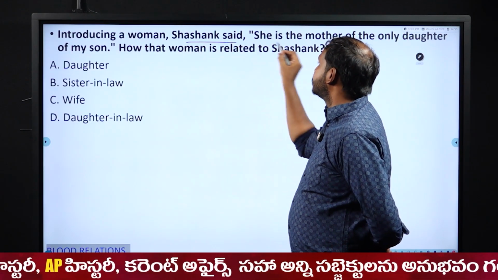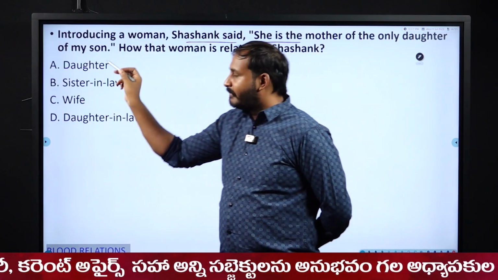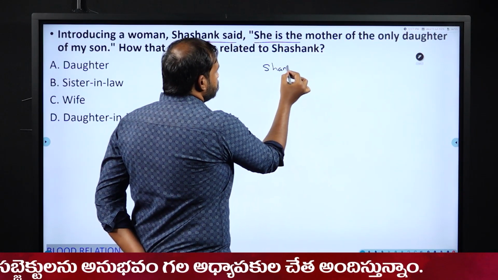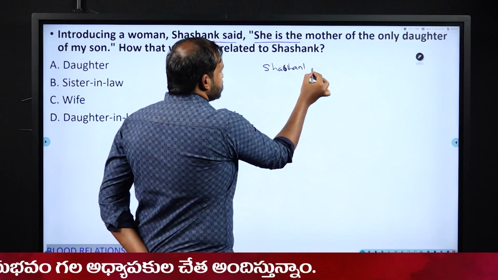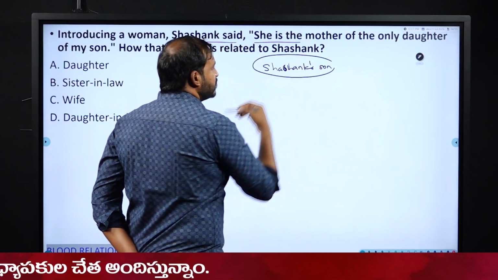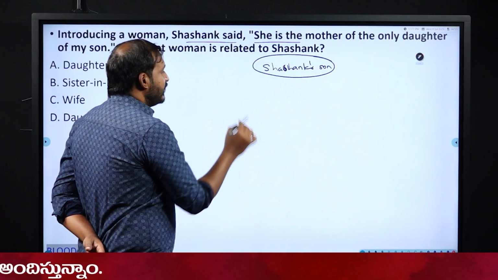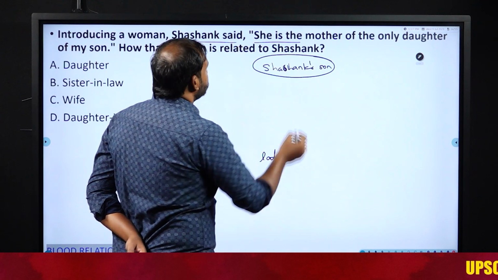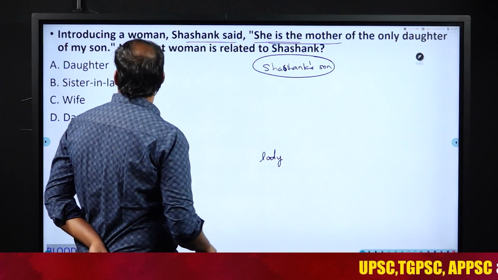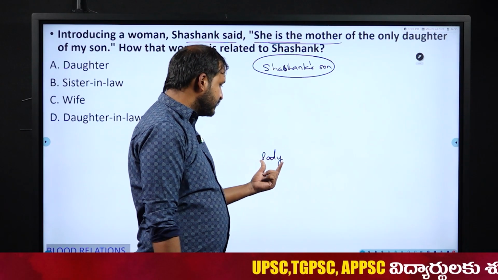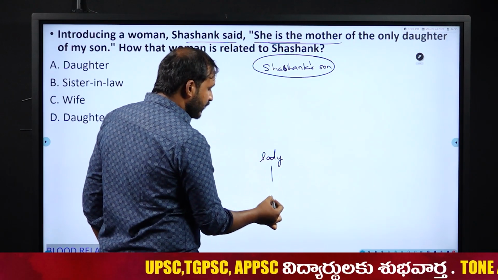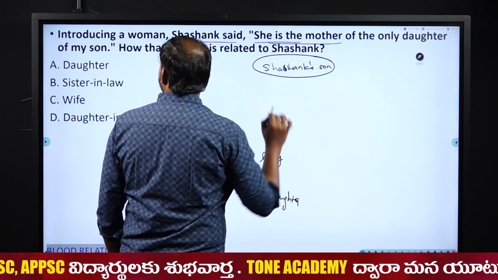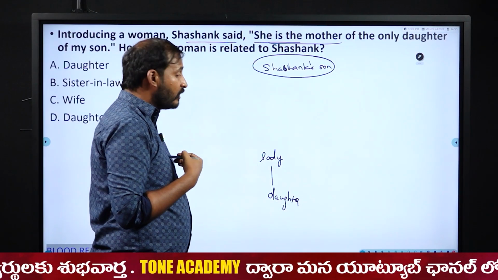Introducing a woman, Shashank said, she is the mother of my son. My son means Shashank's son. Put that aside. Now come to the lady, she is the mother of the only daughter of my son. That lady is the mother of a daughter, the only daughter of my son.